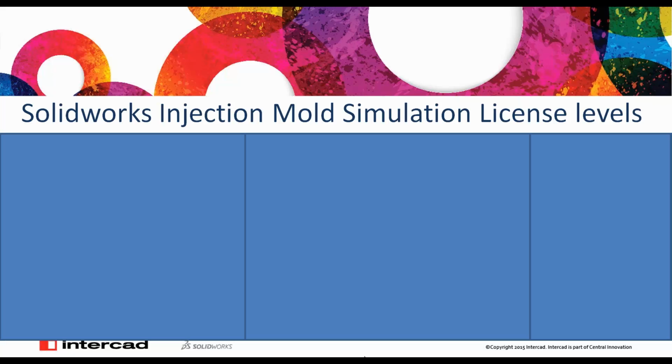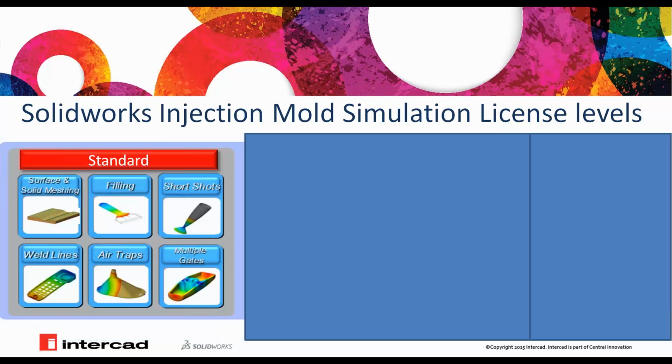First, SOLIDWORKS Plastics license levels. As you may be using SOLIDWORKS already, you know that we have three levels in SOLIDWORKS: Standard, Professional, and Premium. It's the same here in SOLIDWORKS Plastics. The Standard level only does flow analysis, and through it you can test for filling and short shot, and do surface, mold, and solid meshing. You can detect weld lines and air traps, and you can also test multiple gates.